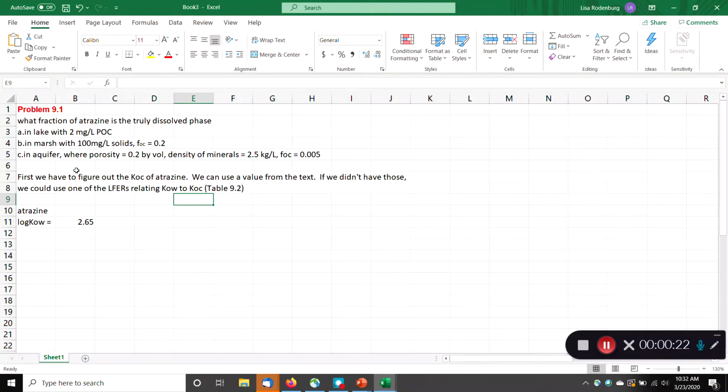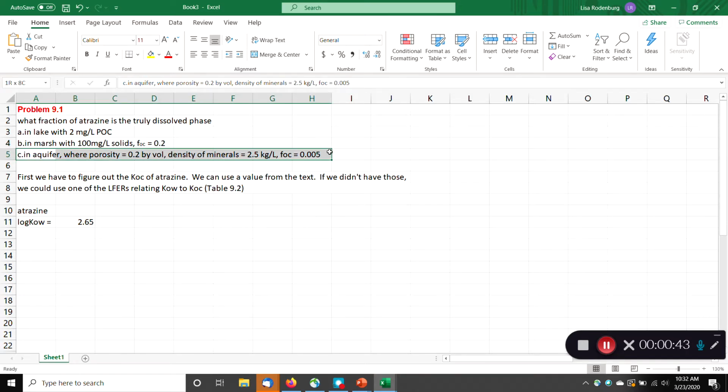Alright, so the problem is you want to know what fraction of atrazine is in the truly dissolved phase. First in a lake with 2 milligrams per liter of particulate organic carbon. Second in a marsh with 100 milligrams per liter of total solids and a fraction of organic carbon of 0.2. And finally in an aquifer where the porosity is 0.2 by volume. The density of minerals is our standard number of 2.5 kilograms per liter. And FOC is 0.005, which is low but not unreasonable for an aquifer. Most aquifers are relatively sandy, and therefore that's a reasonable value of FOC.